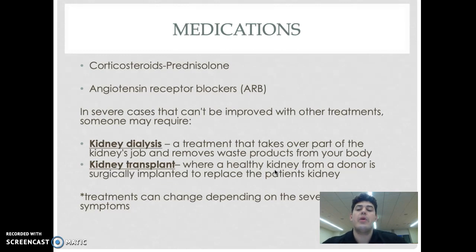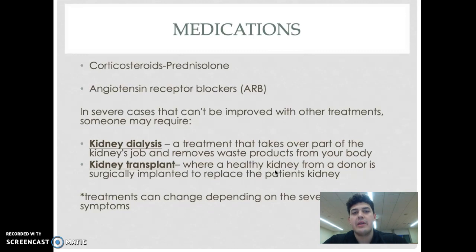Corticosteroids are being used. One of the popular ones is prednisolone, and what corticosteroids are used for is to reduce swelling and suppress your immune system. Angiotensin receptor blockers help to vasodilate your blood vessels in order to help lower your blood pressure. In some severe cases that can't be improved with other treatments, someone may require kidney dialysis, which is a treatment that takes over part of the kidney's job and removes waste products from your body. A kidney transplant is where a healthy kidney from a donor is surgically implanted to replace the patient's kidney. And treatments can change depending on the severity of the symptoms.